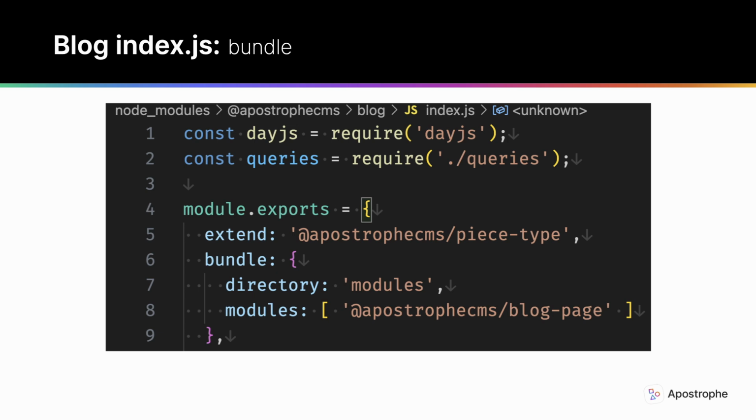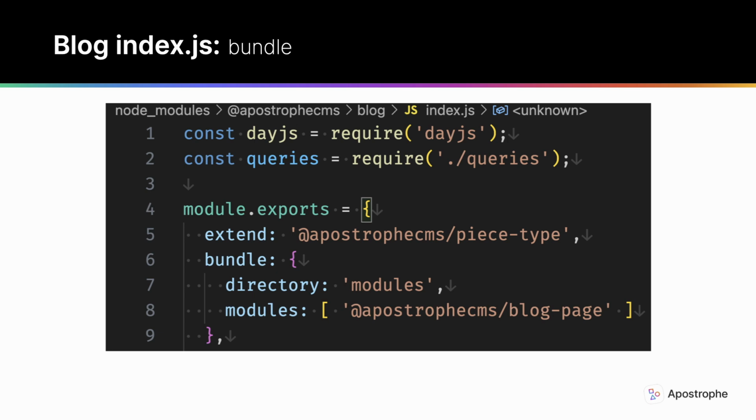The main index.js file adds the Apostrophe CMS blog piece type. It also uses the bundle configuration to load a module to provide the pages for the new piece type. Since it is only a single module, the name of the module is added directly to the bundles.module array instead of using a function that returns all the names in the directory. At the root of the extension, there's a helper file, queries.js, that we will examine when we dissect the main index.js file.